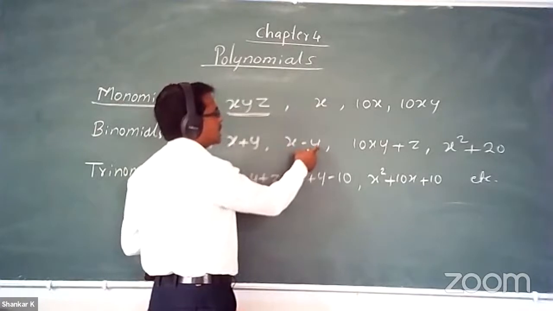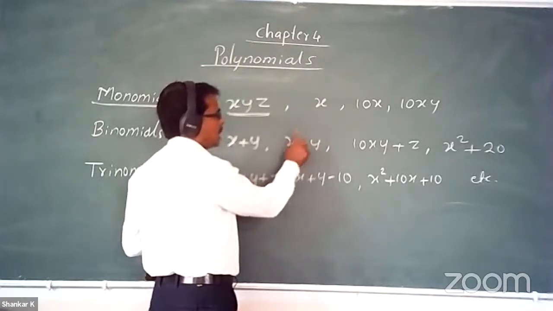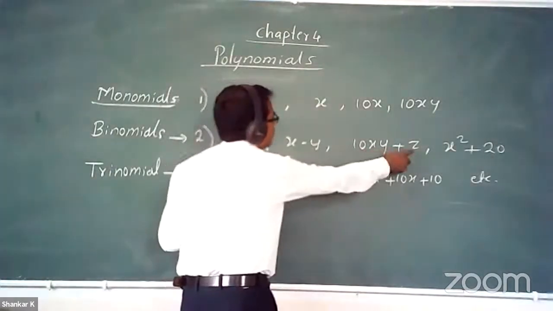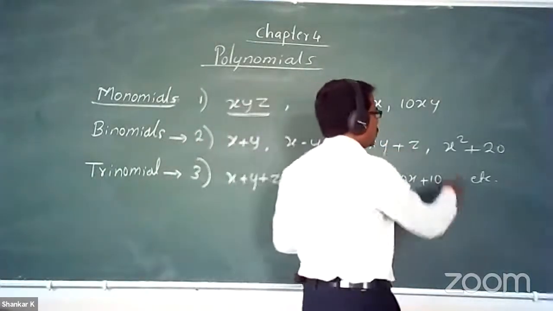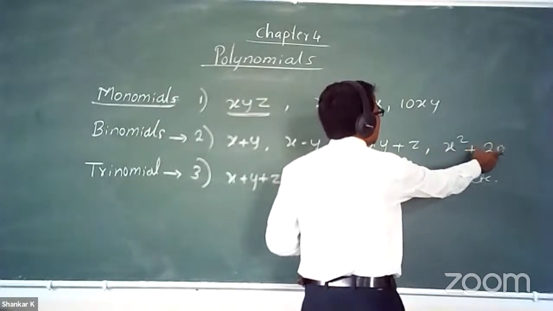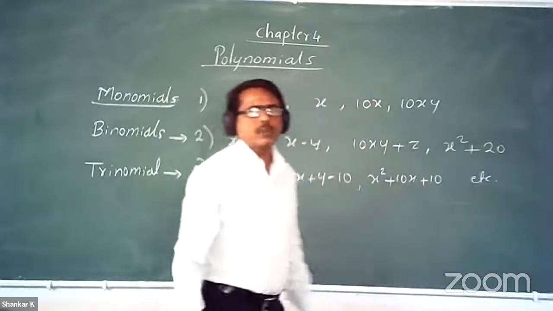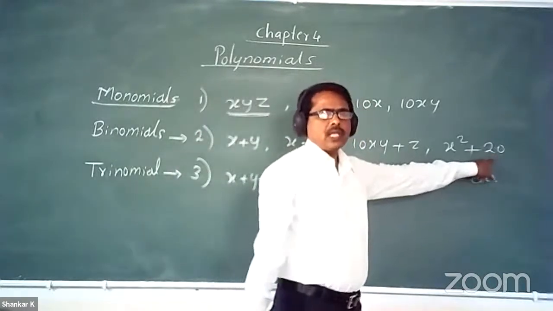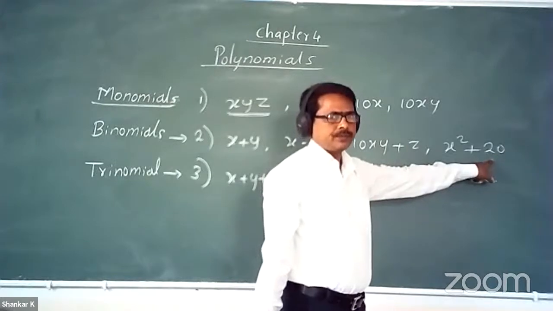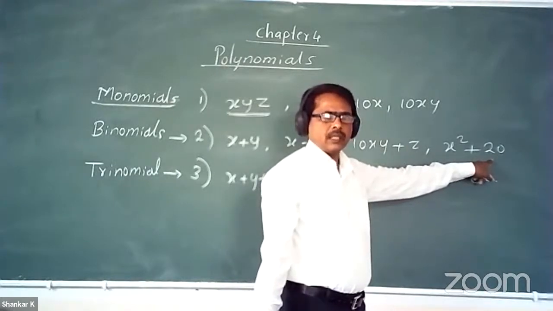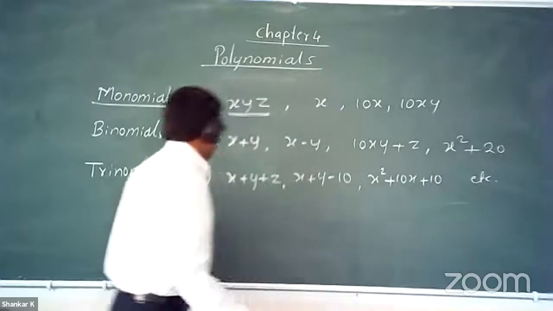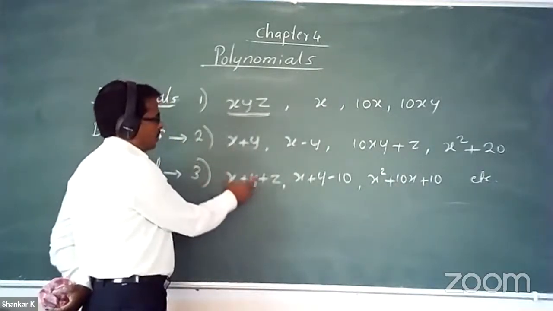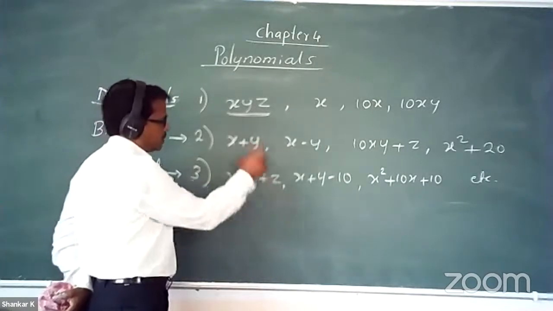Coefficient of y is 1, minus 1. Coefficient of xy is 10. Coefficient of z is 1. Coefficient of xy is 1. Here we don't take a coefficient because the variable part is not there. It is a constant term. It is not having a variable part, so it is constant. Similarly here, coefficient of x is 1, coefficient of y is 1, coefficient of z is 1.